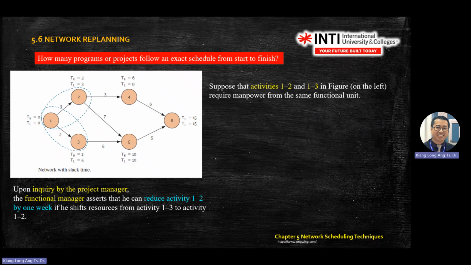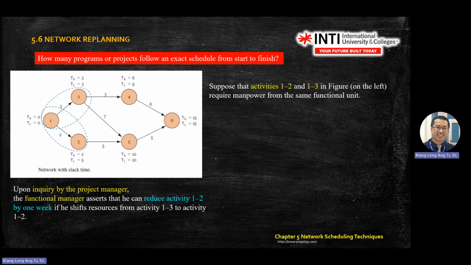So he can reduce activity 1 to 2 by 1 week if he shifts resources from activity 1 to 3 to activity 1 to 2. So you see, 1 to 2, you need 3 weeks. 1 to 3, you need 2 weeks, only 2 weeks. So in the real case, in the original plan, 1 to 2 you need 3 weeks, then process 1 to process 3, you need 2 weeks. Then you can do replanning here.